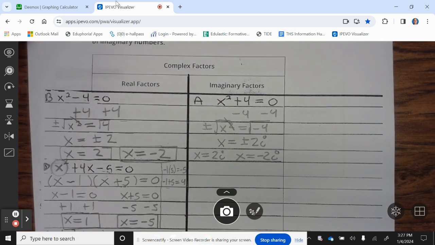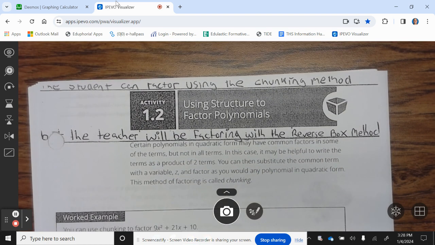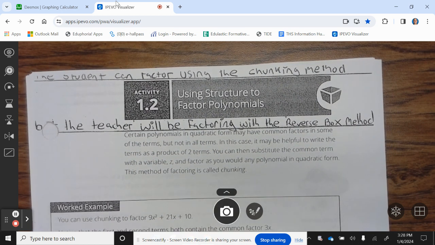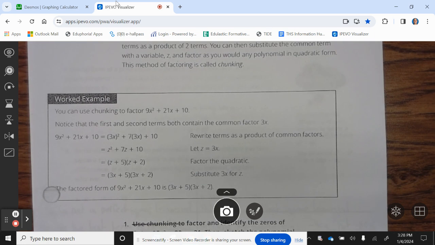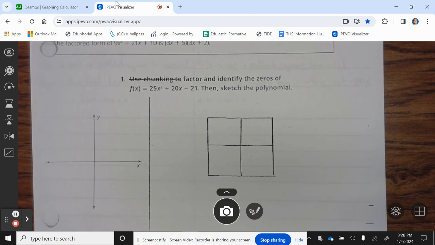All right, let's take a look at the next page. The student can factor using the chunking method, but the teacher will be factoring with the reverse box method. So you're welcome to read this and this if you want to understand the chunking method. Otherwise, I'm going to move on and explain this using the reverse box method.